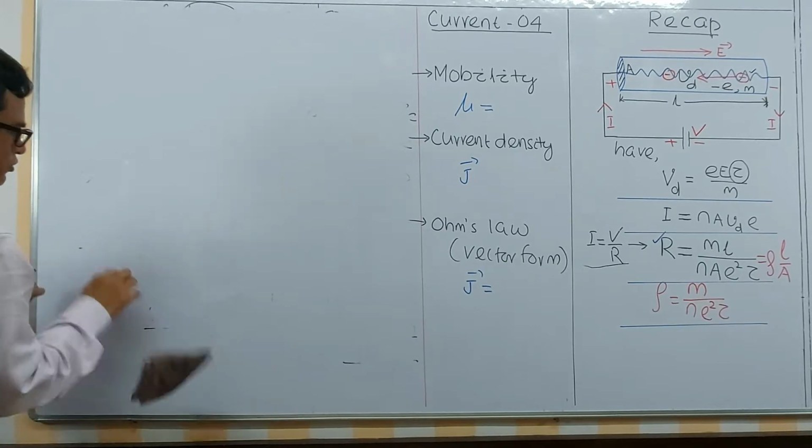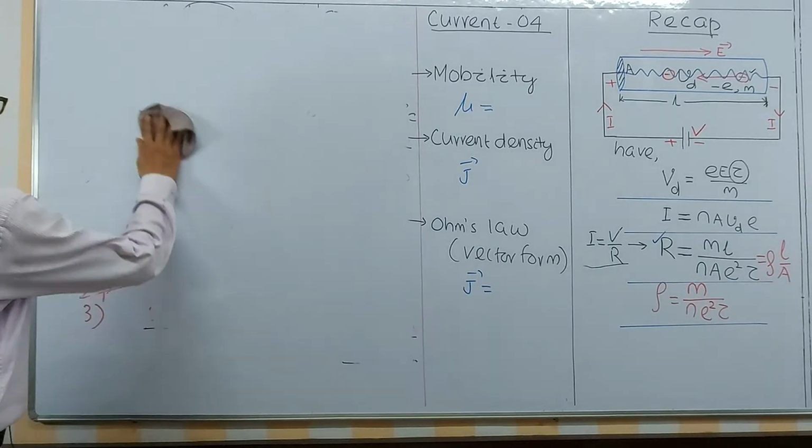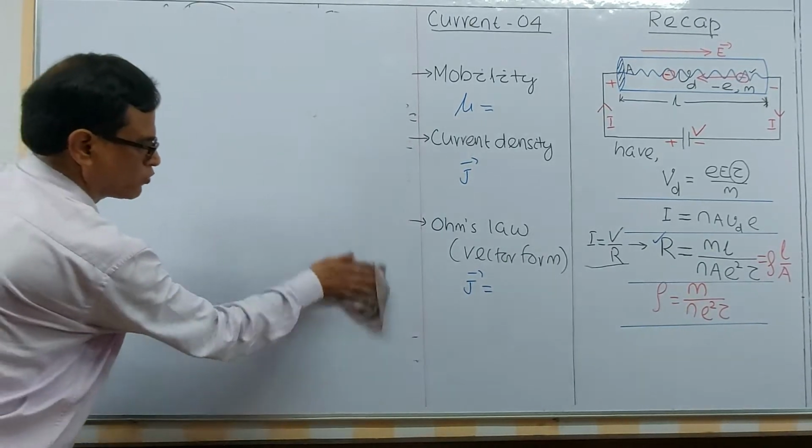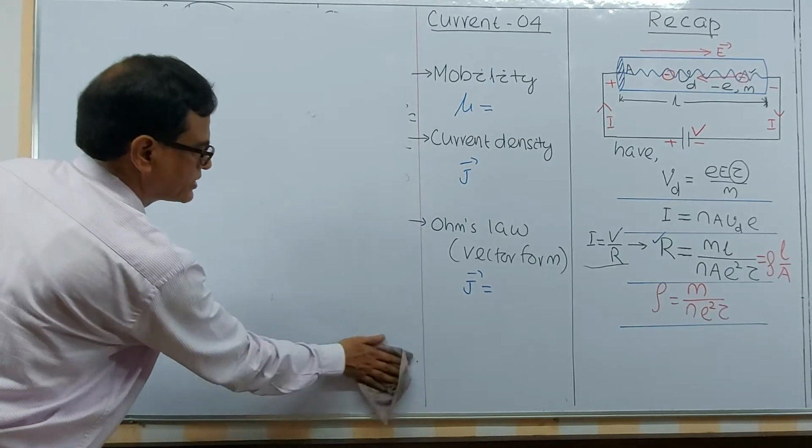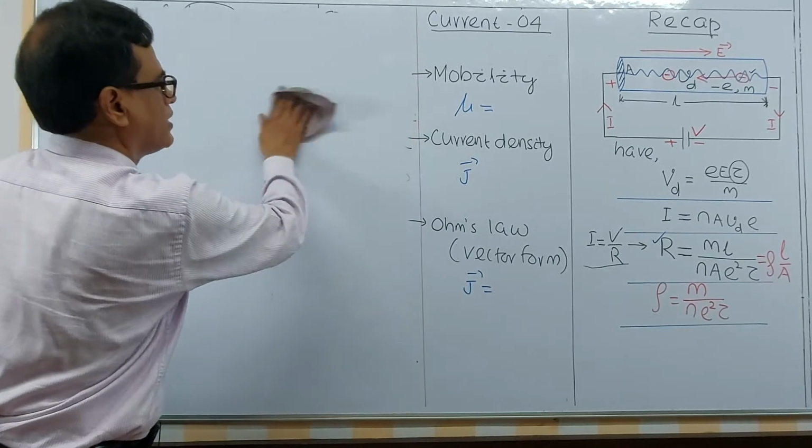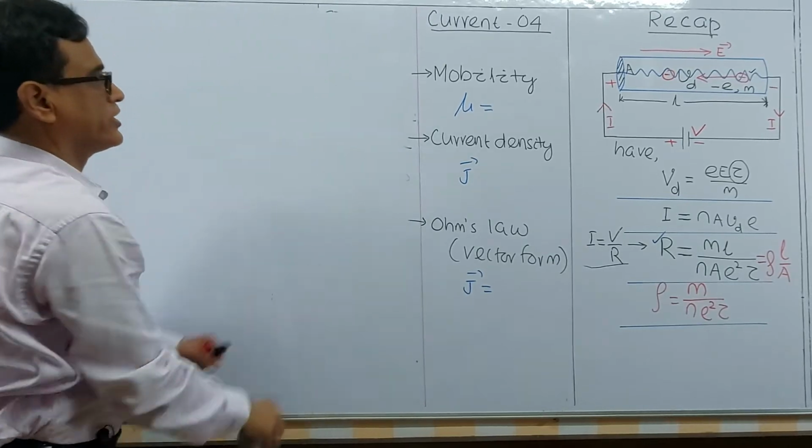We have divided current electricity into 3 parts. First part will be over. Second part will go for resistance series parallel, cells series parallel, and Kirchhoff's laws. So let us take mobility.